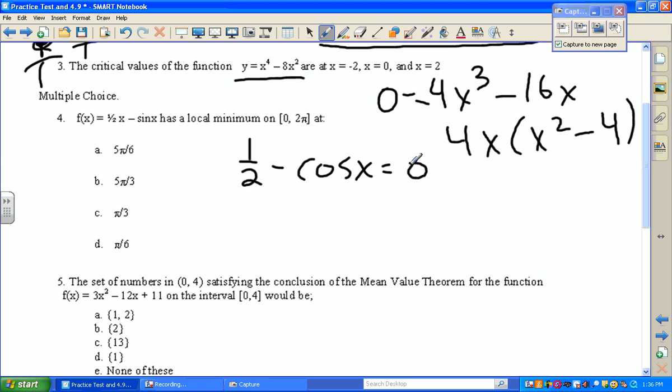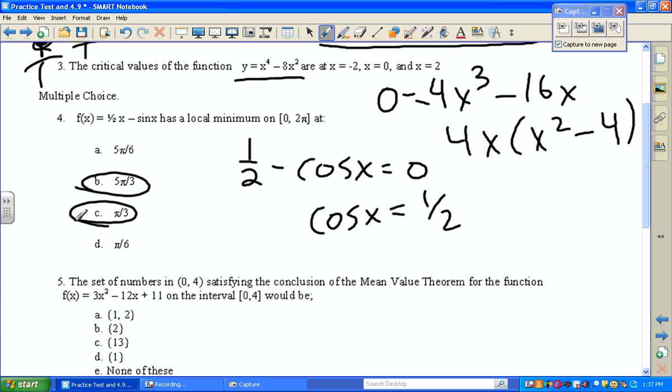So I took the derivative. What does cosine of x equal a half at? Yeah, it's got a 3 in the denominator. 5 pi over 3, that works, doesn't it? And pi over 3 works. So 0, pi over 3, 5 pi over 3, and 2 pi.